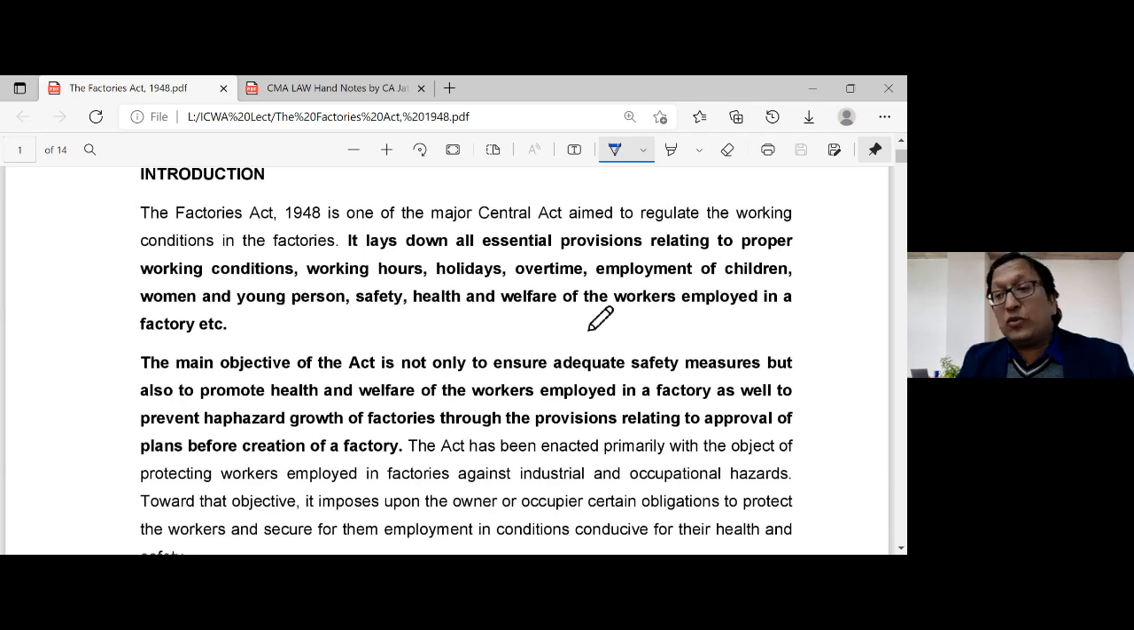This act provides various provisions regarding working conditions, working hours, like for how many working hours there can be at a stretch, and in a week how many days a worker can work, holidays, overtime payment, employment of children in the factories, employment of women in the factory, employment of young persons in the factory, safety conditions, health conditions, hazardous conditions. They all tell you about the welfare of the workers employed in a factory.